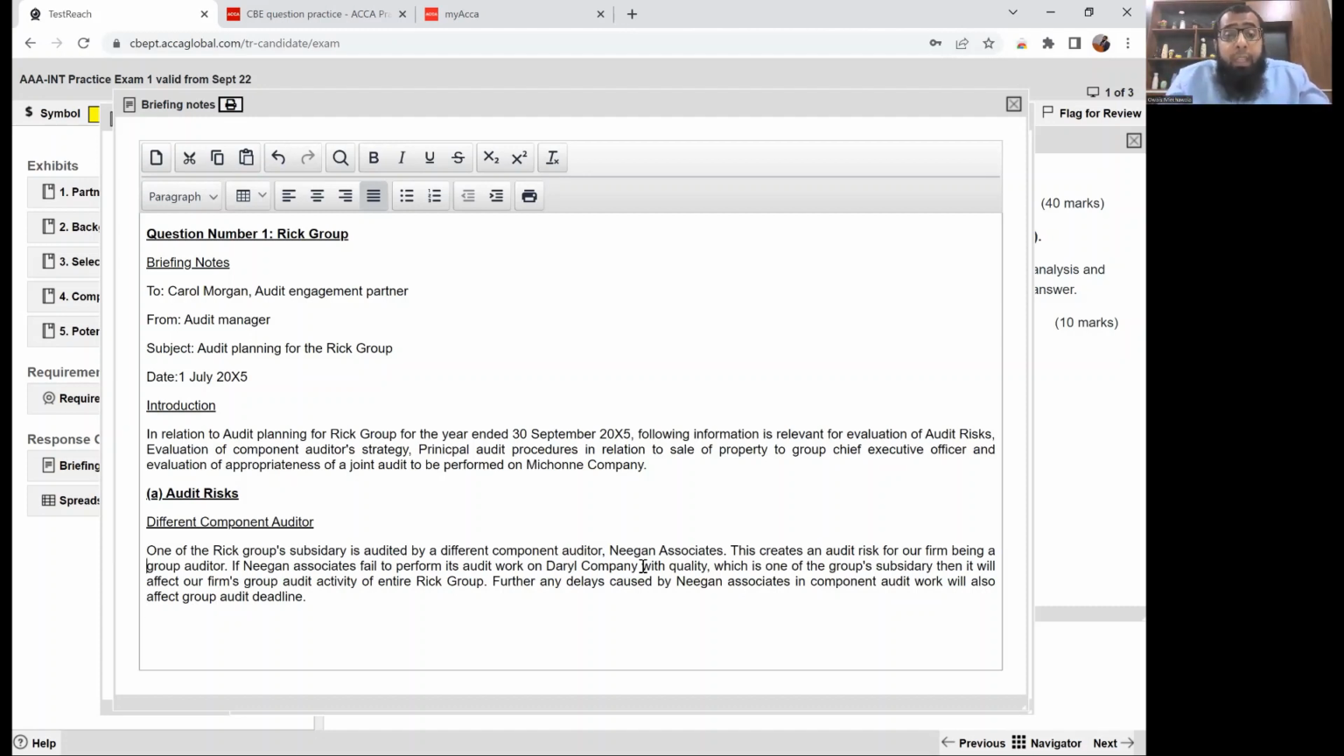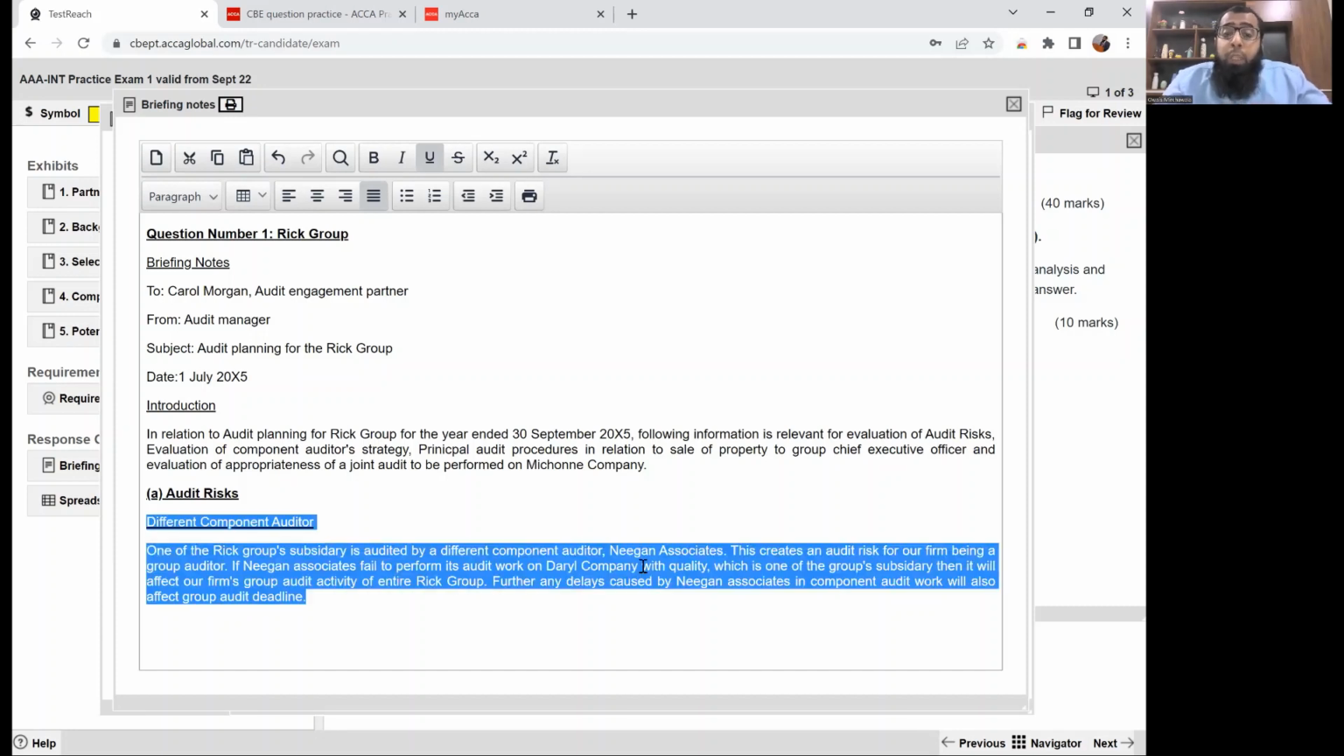So in the exam, if we look at the component auditor, what we'll do is develop it like this: one of the RIC group subsidiaries is audited by a different component auditor, Negan Associates. Now, there are two issues in relation to it: quality issue and deadline issue. This creates an audit risk for our firm being a group auditor. If Negan Associates fail to perform their audit work on Darrell Company with quality, which is one of the group subsidiaries, then it will affect our firm's group audit activity of the entire RIC group. Further, any delays caused by Negan Associates in component audit work will also affect the group audit deadline.